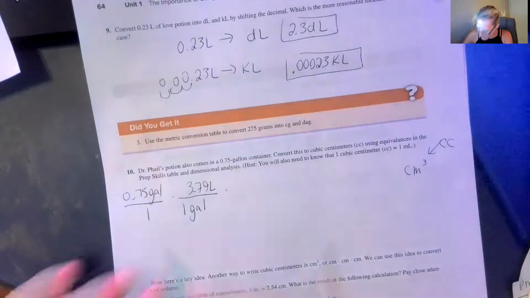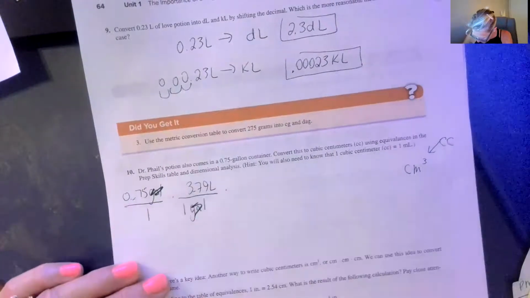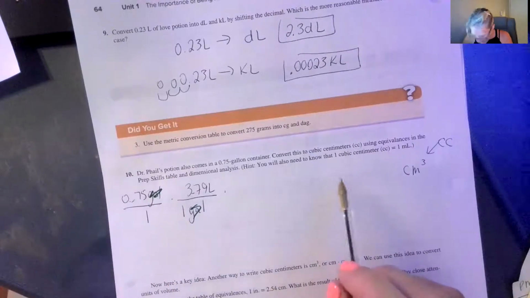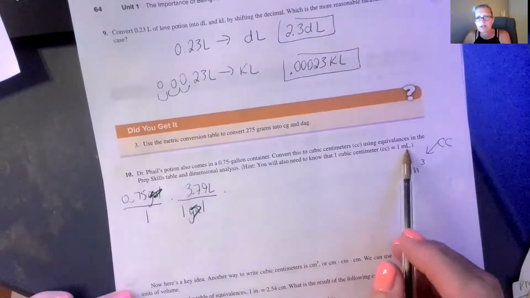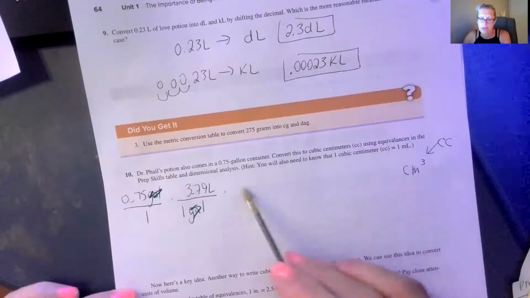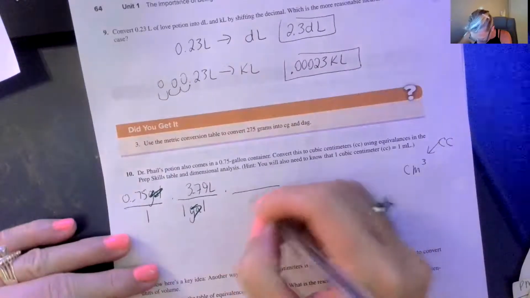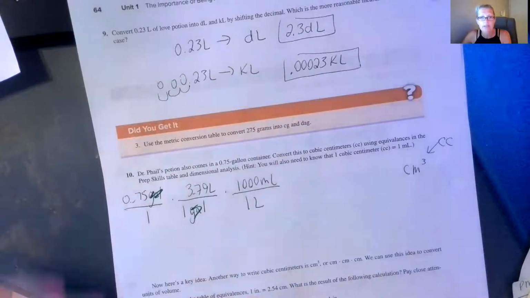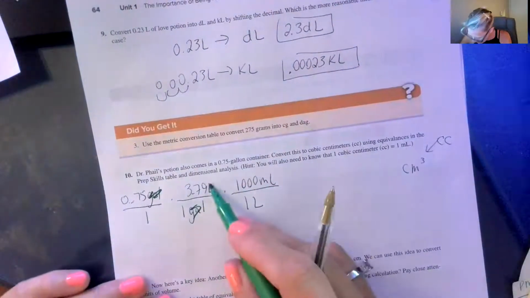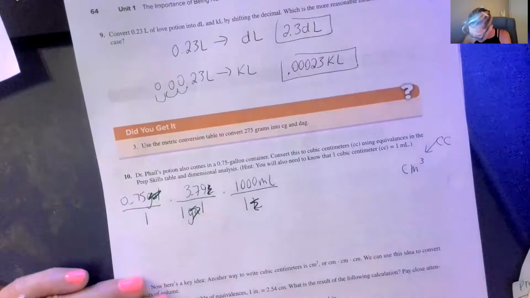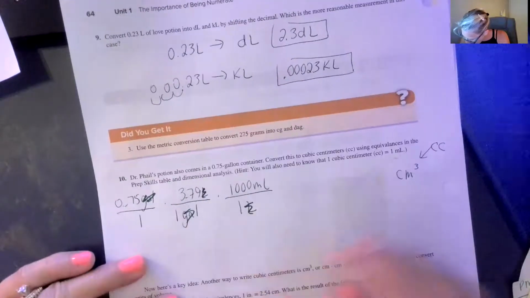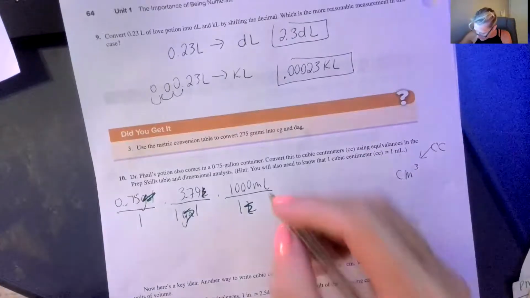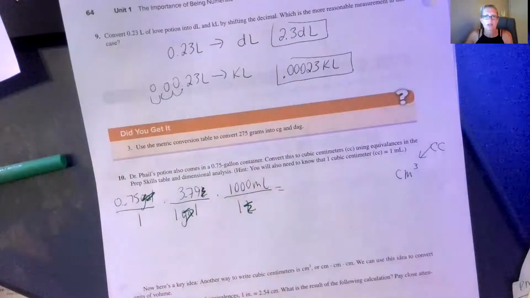So there's my gallons canceled out. And then my liters needs to go to milliliters, so I can relate liters to milliliters. 1 liter is the same as 1,000 milliliters. So my liters over liters cancels. I'm at milliliters, and 1 milliliter is the same as 1 cubic centimeter. So that's good. Now I multiply straight across.